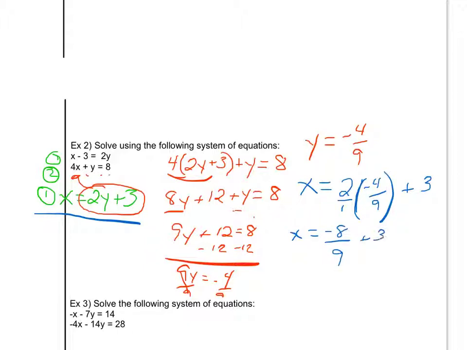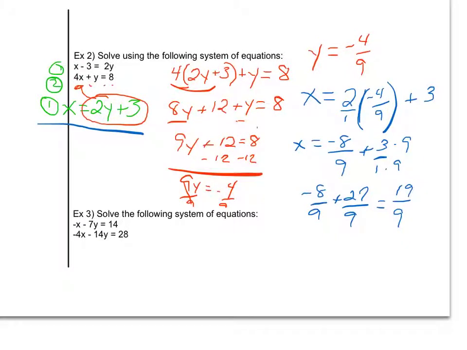Plus 3. I do, however, know that I need a common denominator to add my fractions, so I'm going to say that's 3/1 and then multiply top and bottom by 9 in order to get a common denominator of 9, giving me negative 8/9 plus 27/9. Negative 8 and positive 27 is 19/9. That cannot be reduced.